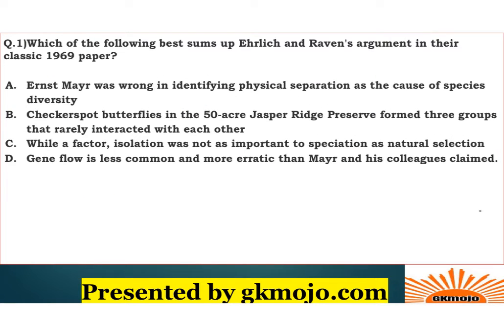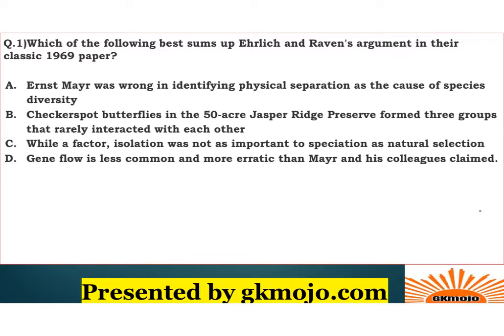Let us have a look at question number 1. Which of the following best sums up Ehrlich and Raven's argument in their classic 1969 paper? Before diving into the questions and options, I would like to discuss what this passage was all about. There were two people: Mayr, who said that when a population gets separated, because of that evolution and biodiversity come into place over millions of years between species.